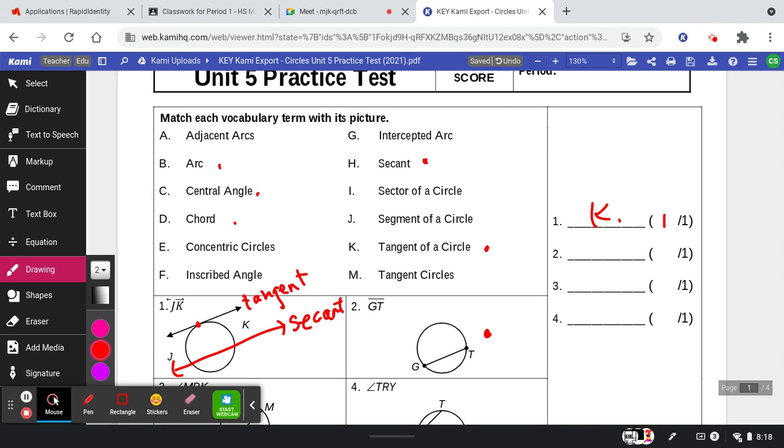Okay, I'm going to Jordan. Okay, I'm going to Jada. Secant. I'm going to Bella. Good. I'm going to Lucas. Okay, I'm going to Ethan. Do you have this practice test out, Ethan?